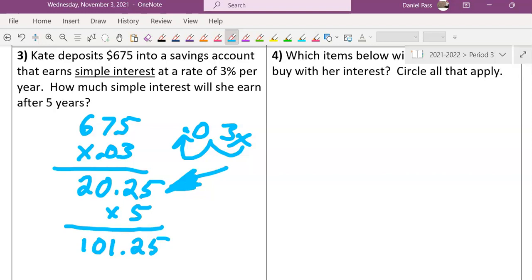Good job, sir. Okay, so next we have cash money for number 4. Woo! Cash money. Let's hear it for cash money.